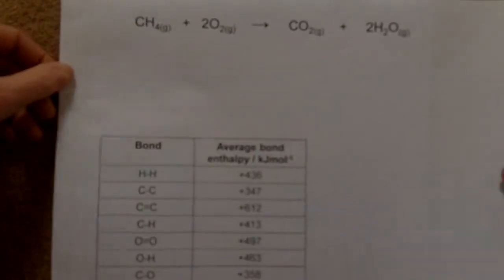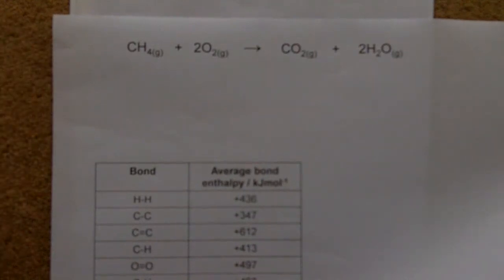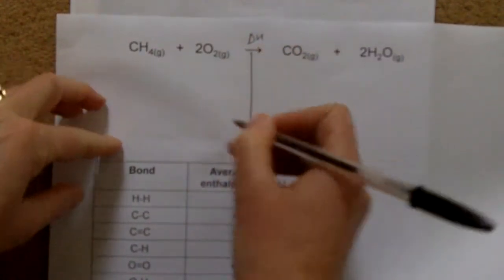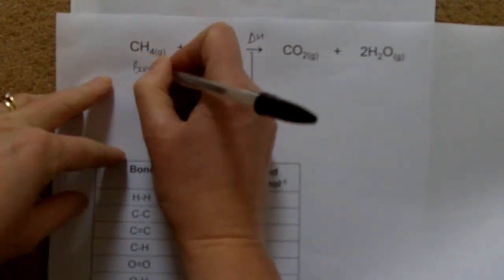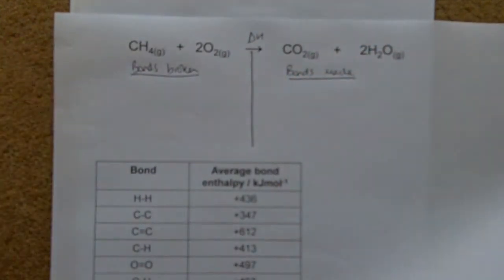So you can try this yourself and then check your answer. You've got to find the enthalpy change for this reaction. This is just the complete combustion of methane. Use exactly the same method again. I'm trying to find this enthalpy change. Draw your two columns: bonds broken on this side, bonds made on this side. Pause the video, give it a go, and then check your answer in a second.